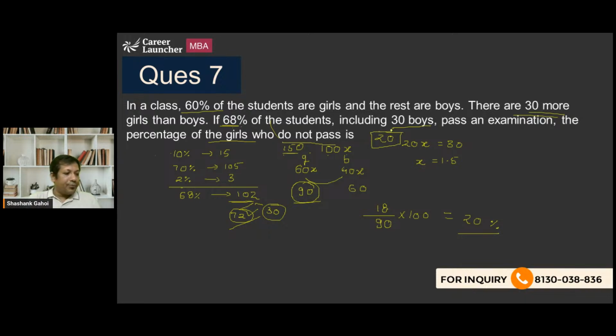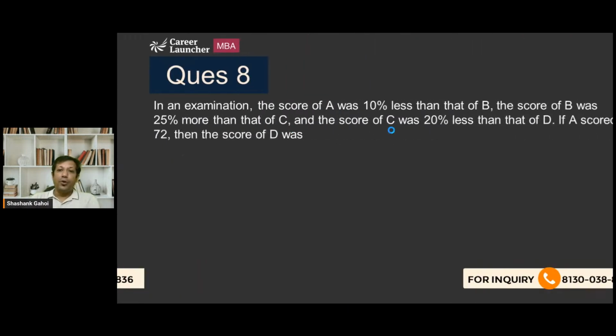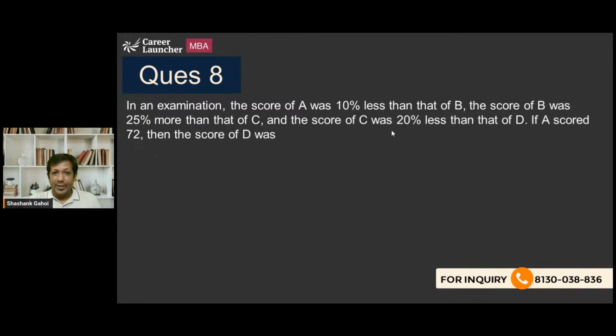Okay. Now let's move on to the next one. What does it say? In an exam, the score of A was 10% less than that of B. Okay. So the score of A was 10% less than B. So A's score is 90% of B. So 90% means I can say 9 by 10 of B.